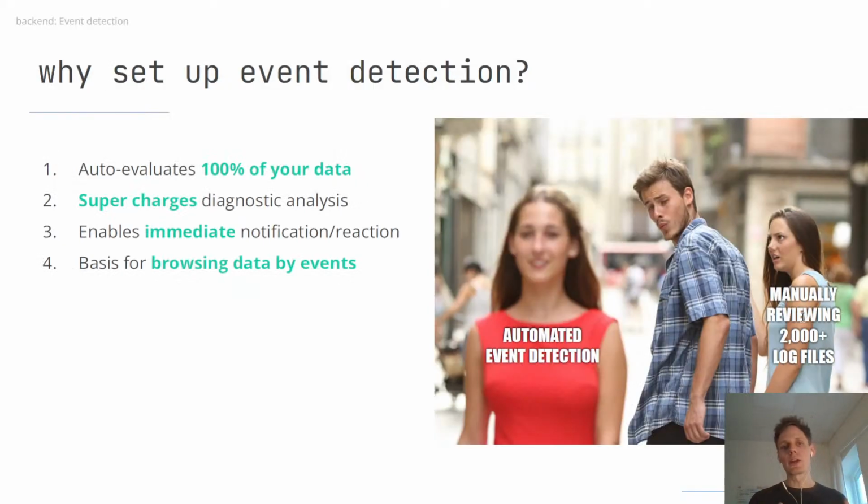And you might ask, why is this relevant? Well, setting up event detection as part of this workflow we discussed here has a number of benefits. First of all, if you deploy event detection in the way we will illustrate here in a moment, you will automatically be evaluating 100% of your data. And as we described just before, the Lambda function we already set up is doing this, right? It is processing every log file that is coming in.